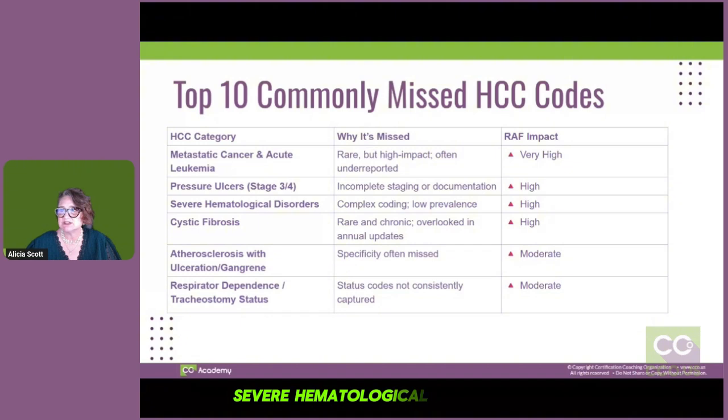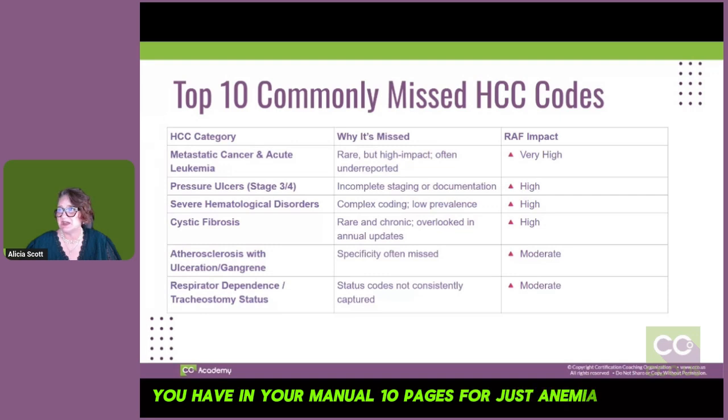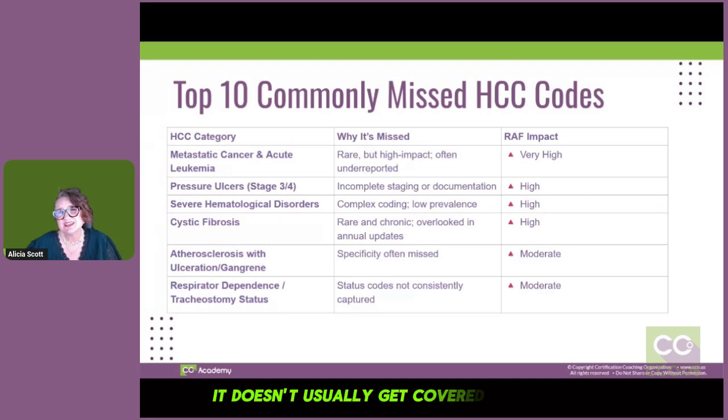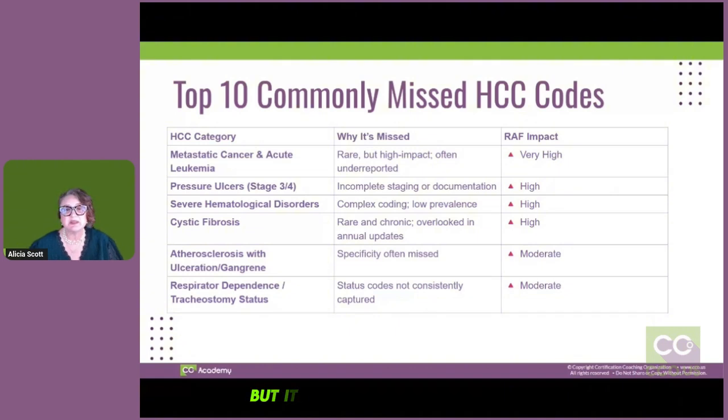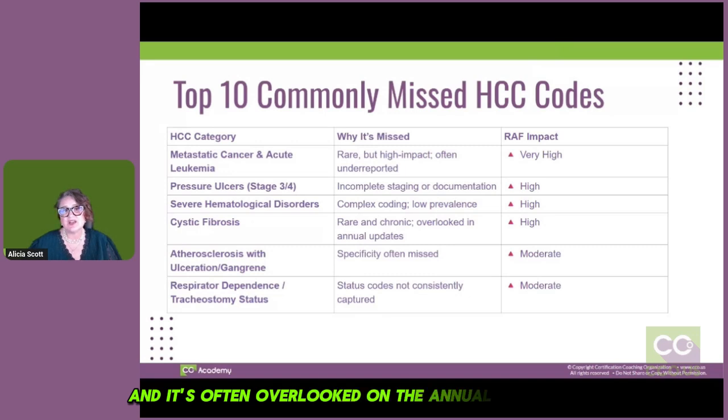Severe hematological disorders, there's complex coding regarding them. Just look how many anemia pages you have in your manual. 10 pages for just anemia. It doesn't usually get covered a lot unless the patient gets put in the hospital and then they mention the patient has anemia. Cystic fibrosis, it's rare, but it is a chronic condition and it's often overlooked on the annual wellness visit unless the patient's got a problem.